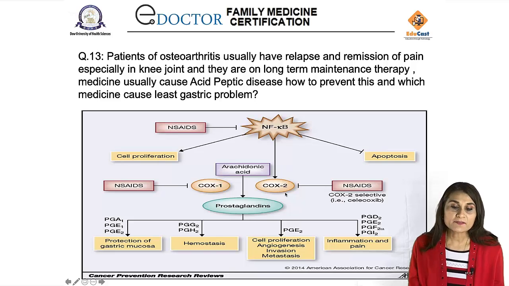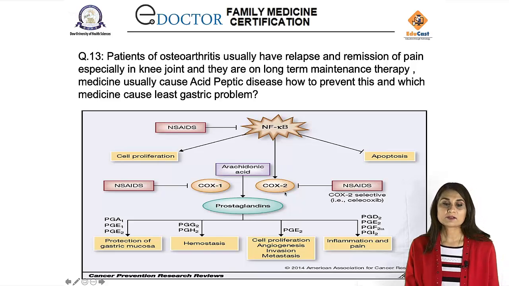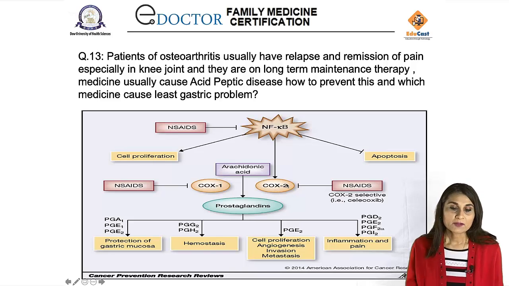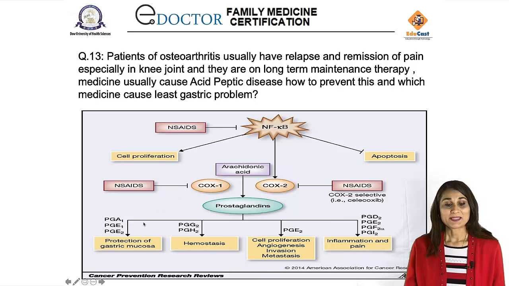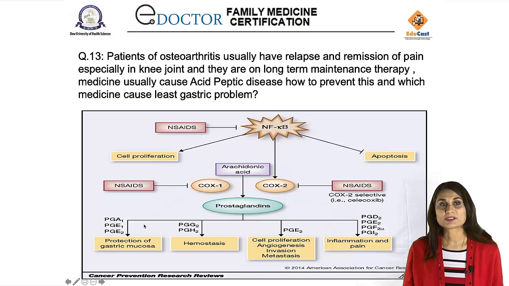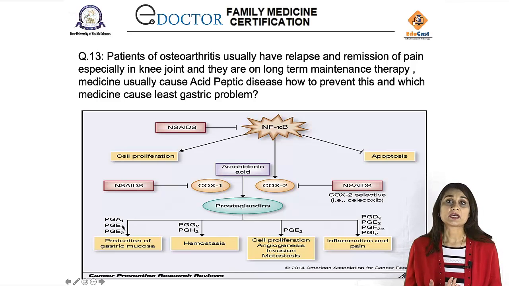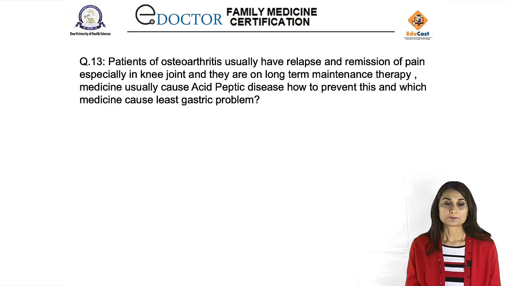But if we give them COX-2 inhibitors like celecoxib, look at what they are going to do. Only COX-2. These will just help with reducing the inflammation and pain, but they are not touching the protection of the gastric mucosa. They are not inhibiting that part of the prostaglandins. Okay, so my gastric lining is still protected. So for long-term treatment, we can give them celecoxib.